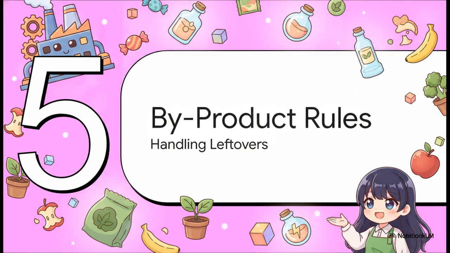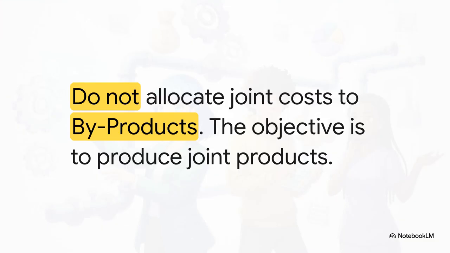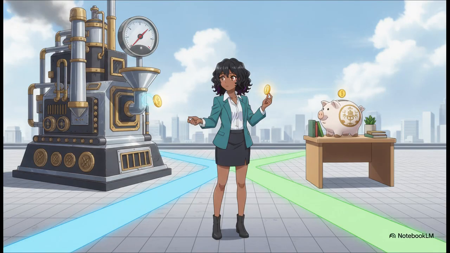Let's pivot to Section 5, Byproduct Accounting Rules, Handling the Leftovers. So far, we've only talked about the main stars, our joint products. What about the byproducts? The golden rule here is straightforward. Do not allocate joint costs to byproducts. Remember, the major objective of the business is to produce the joint products. You didn't build a massive timber mill for the sawdust, so we don't burden those minor incidental items with heavy joint cost allocations. But, we do still sell those byproducts for a bit of money.